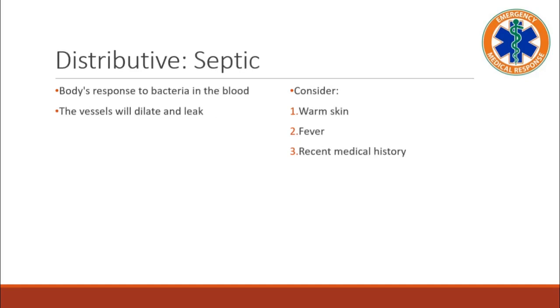Distributive shock is broken down into a couple of different categories, the first of which is septic. It's essentially the body's response to bacteria in the blood, and the vessels are going to dilate and leak in response. So we might have a warm skin, fever, and then a recent medical history.